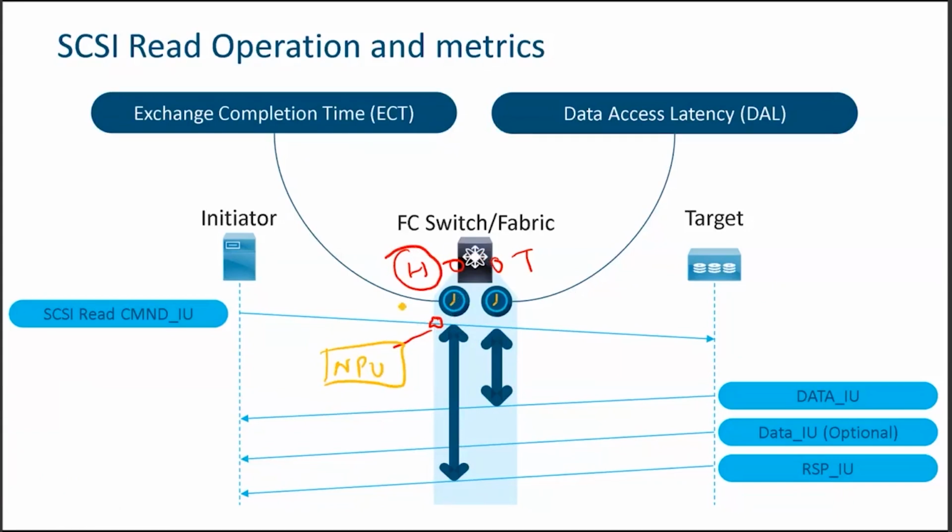So the command frame reaches this NPU, and when the response or the first data, whatever metric you want to calculate, from the same port reaches the NPU, this is where we take the time difference. Okay, so on the same side of the switch.